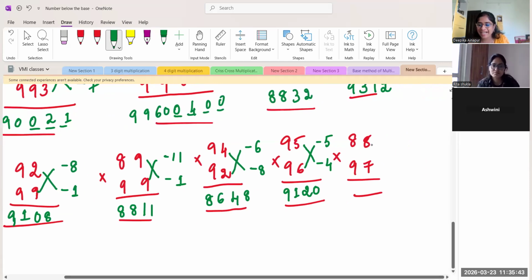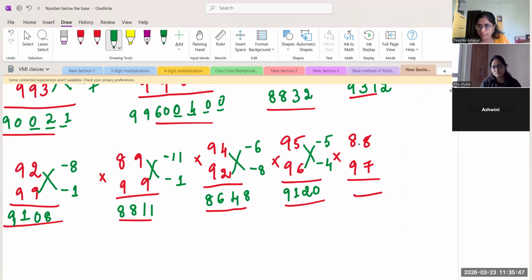And then next, last one. That is here also base 100 we should choose. That is 88 minus 100 will be minus 12, and 97 minus 100 will be minus 3. And 12 threes are 36, right? So I'll write it as 36 because 100 is having only two zeros. The right side of my answer also will be 36.